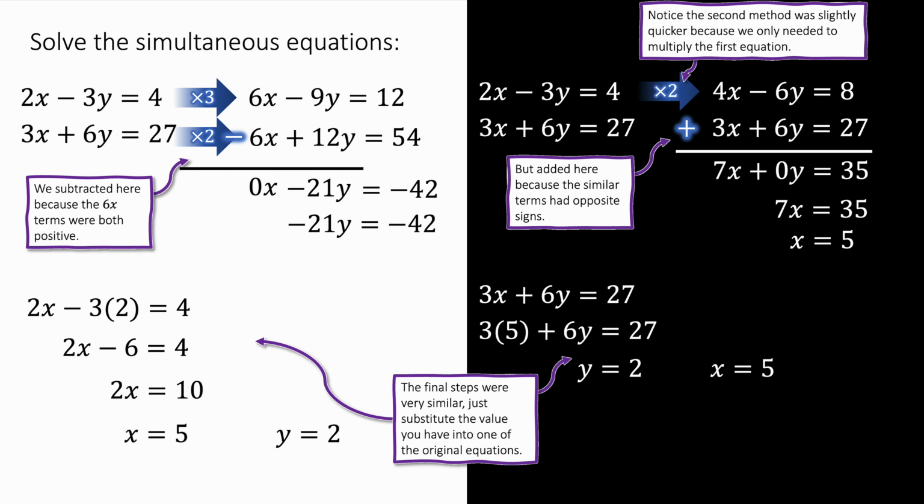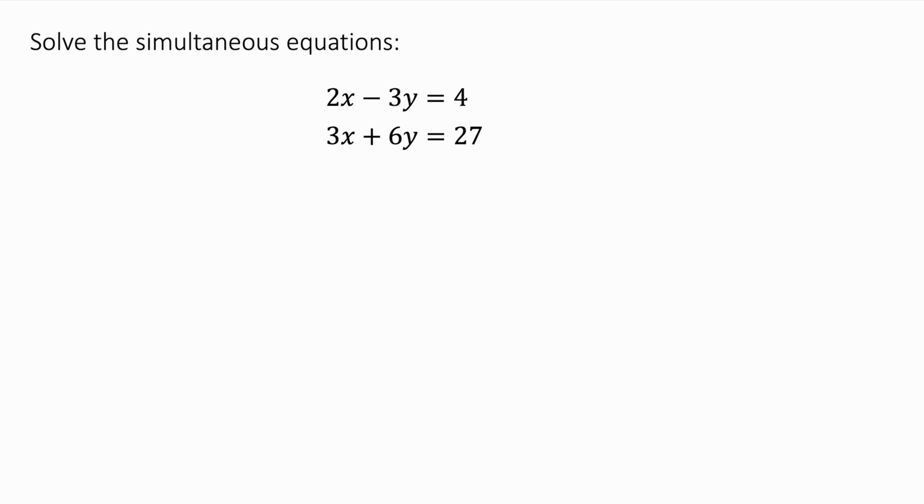Now the final steps were very, very similar. It was just substituting in the values we knew and then solving it for the other value. It didn't matter which equation we chose from the original equations, it worked. We've done methods 1 and 2. Now let's look at a third method.